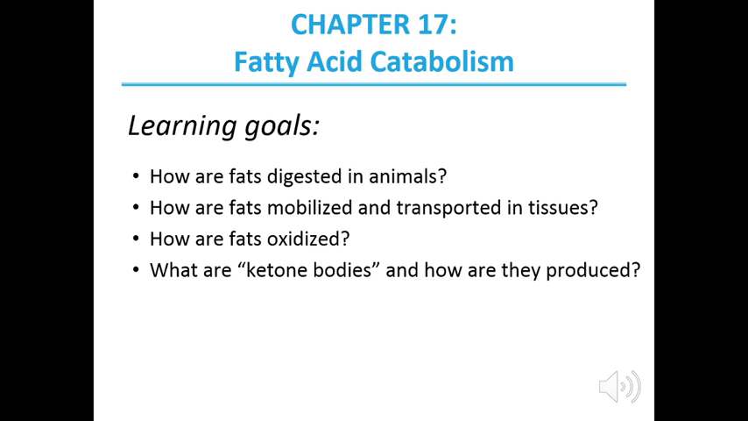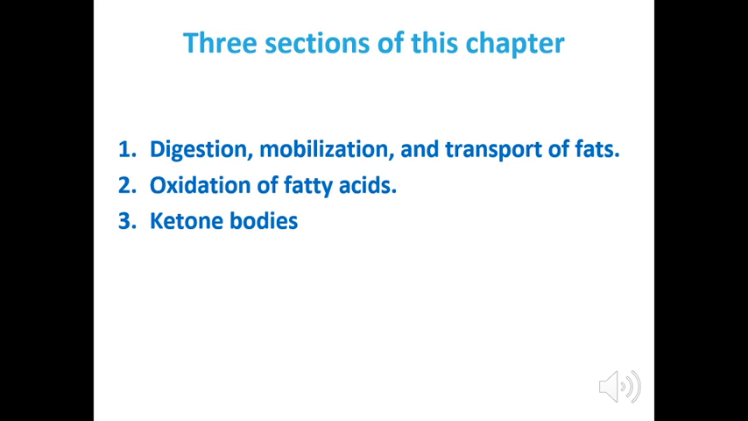By the end of this chapter, you would have learned about chemical moieties called ketone bodies, what these are and how they are produced. There are three sections to this chapter. The first one is digestion, mobilization, and transport of fats.